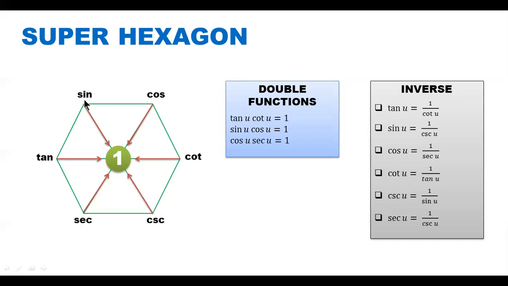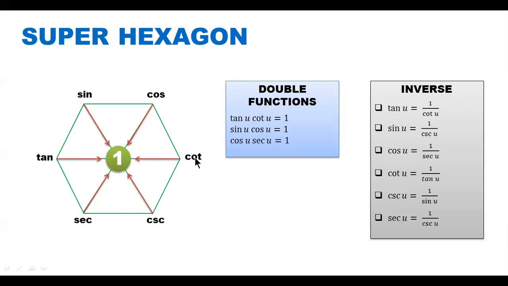So, let's say I have my sine. Sine u is equal to 1 over cosecant u. Okay? And then cosine, you have 1 divided by secant u. For cotangent, you have 1 divided by tangent u. So, alam naman natin na ganito talaga yung form niya. Kung maaalala natin, ano nga ba yung inverse ng tangent?